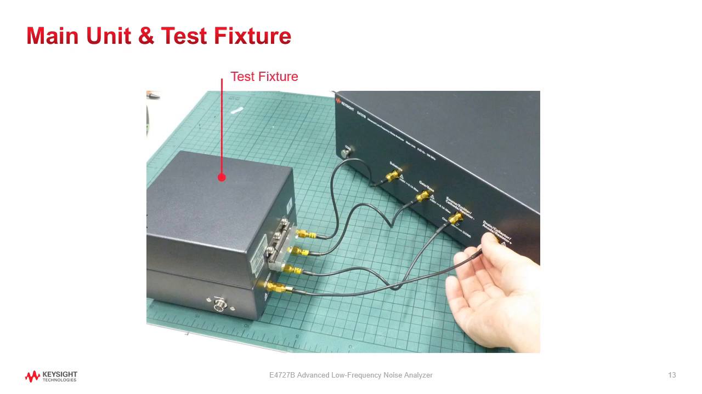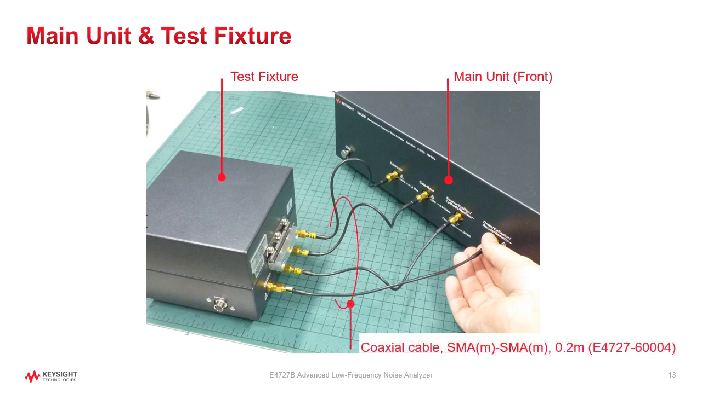The DUT is in the test fixture, and the test fixture is connected to the main unit by 4 cables. The 4 cables are for gate, drain, substrate, and source. A shorter cable is better for this connection. A shorter cable is important to avoid environment noise and for a smaller roll-off.